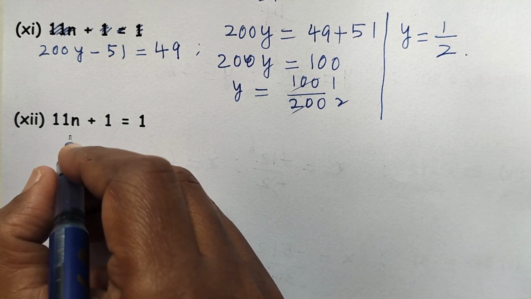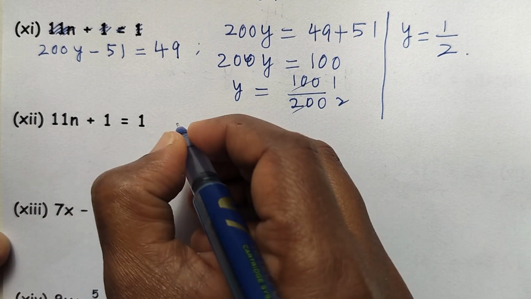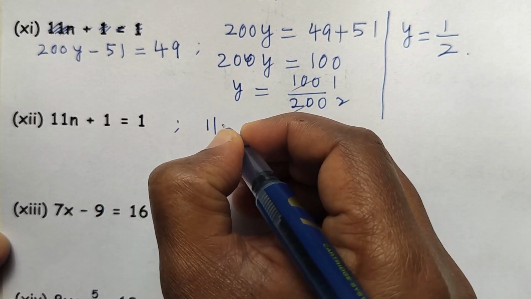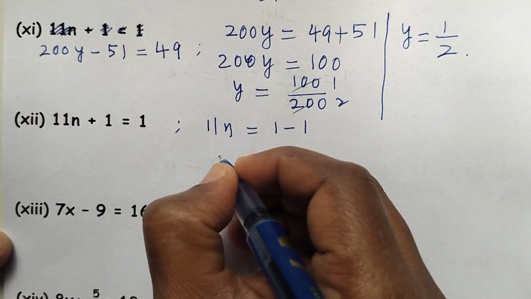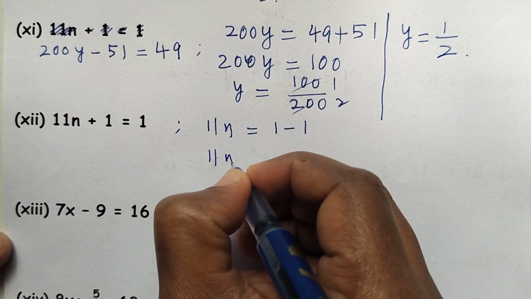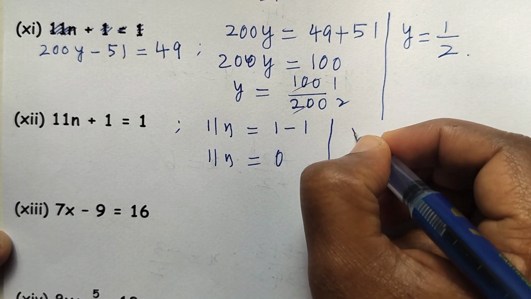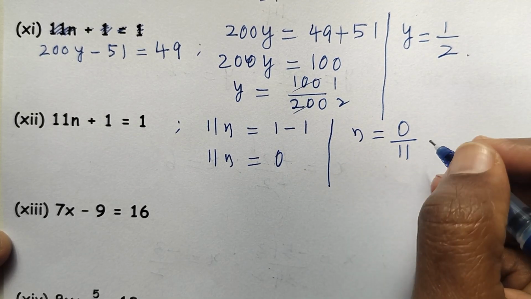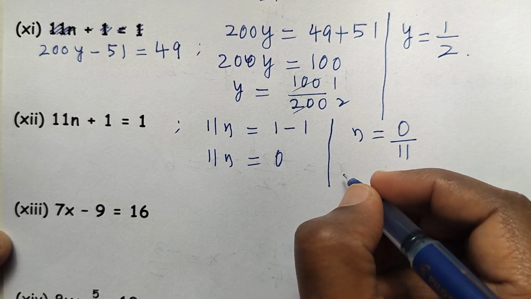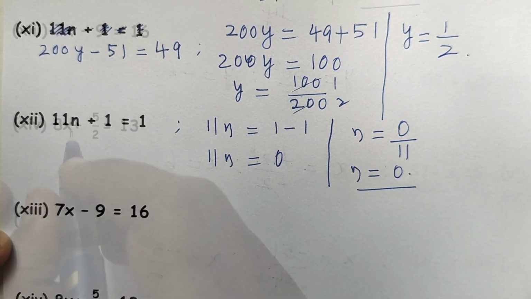Next 12th one, 11n plus 1 equal to 1. So 11n equal to 1 minus 1. So 11n equal to 0. So n equal to 0 by 11. So n equal to 0 by 11 will be 0.